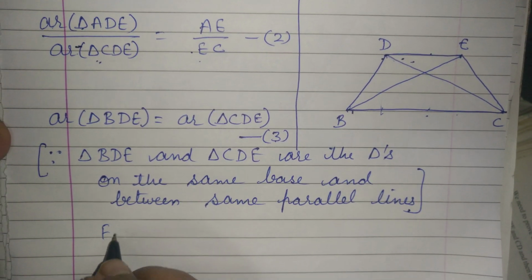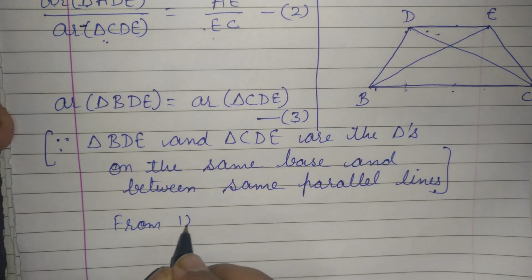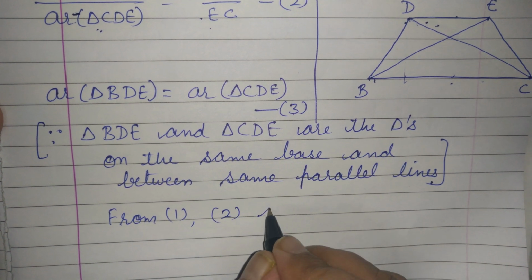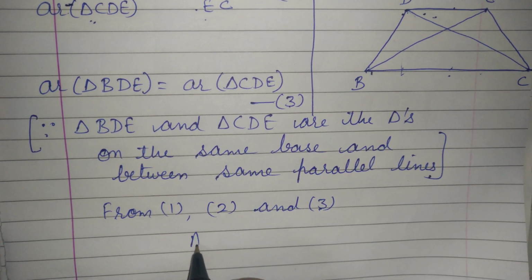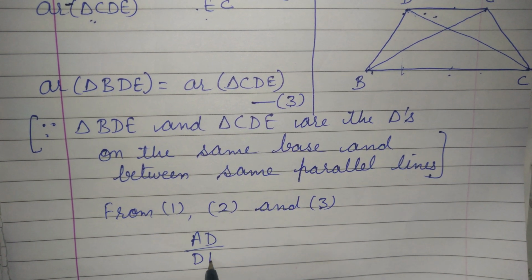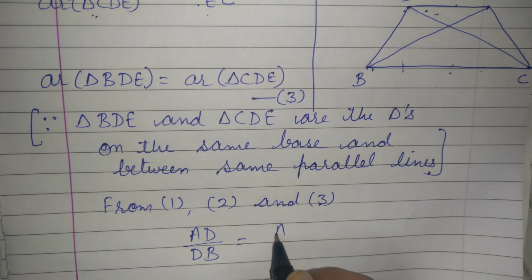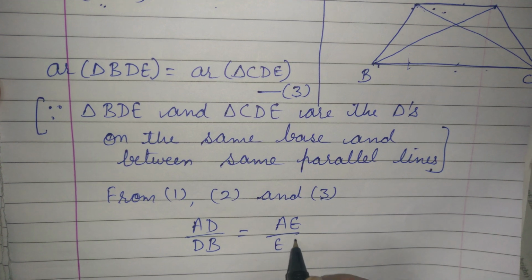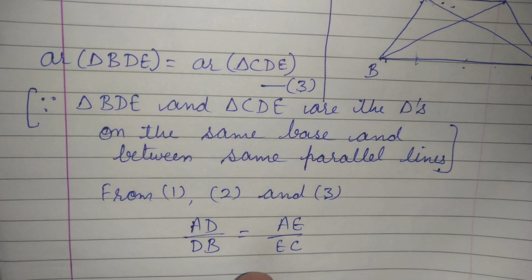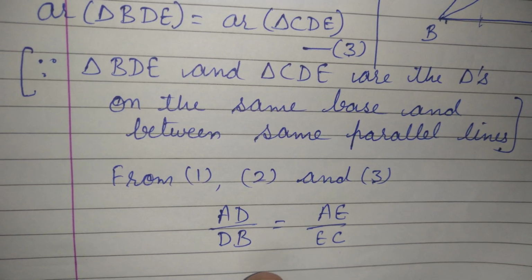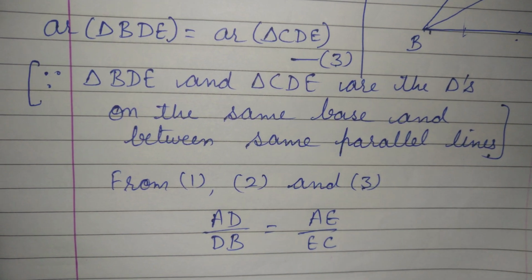So we will say from 1, 2 and 3, AD upon DB is equal to AE upon EC. Hence we have proved that the sides AB and AC of triangle ABC are divided in the same ratio.